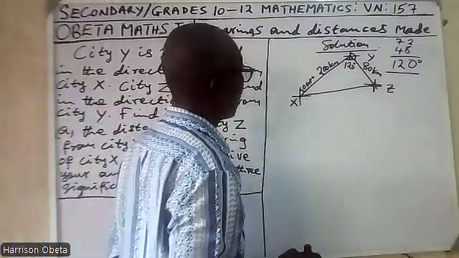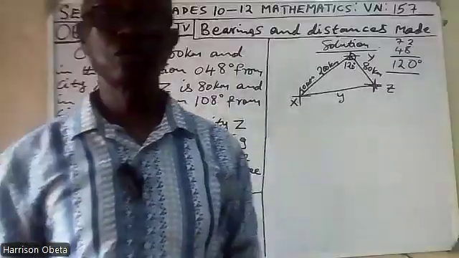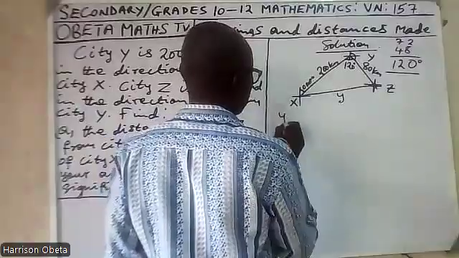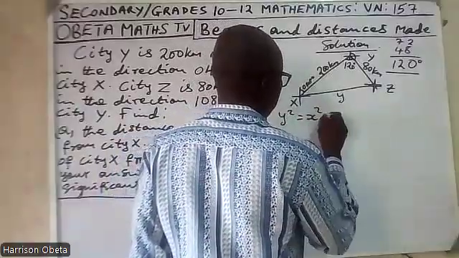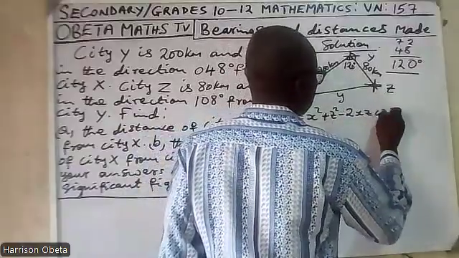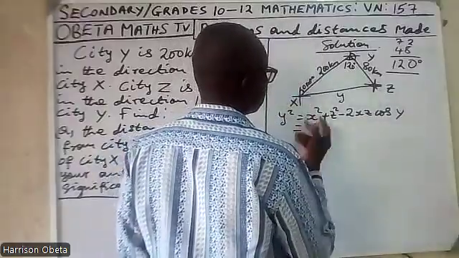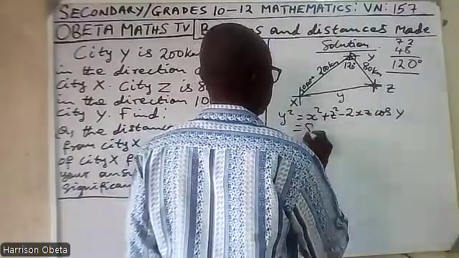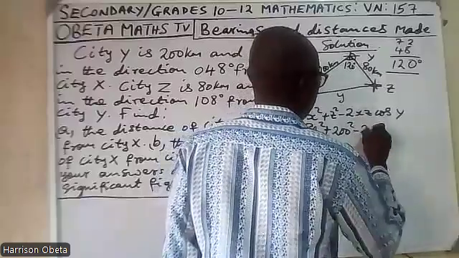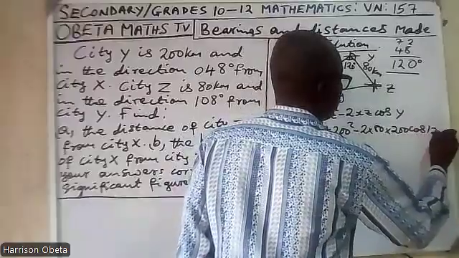So we are going to use the cosine rule. In order to do that, we have y squared equal to x squared plus z squared minus 2xz cos y. And that will give us y squared equals 80 squared plus 200 squared minus 2 times 80 times 200 cos 120.